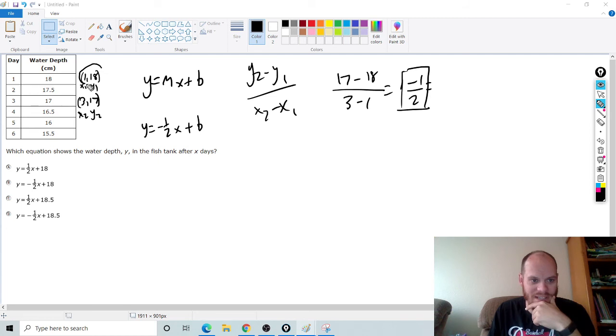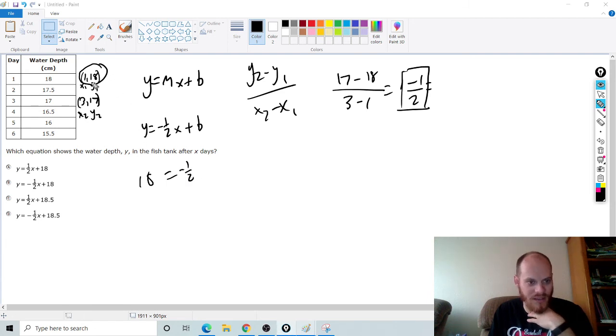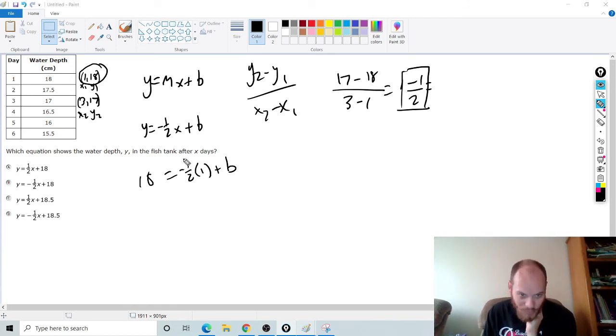So I'm going to use 1, 18. Take it and plug it in. My x and my y, I know. So my y is 18. All I'm doing is plugging this into the equation. I've got negative 1/2, and my x is 1. Okay, that's going to make this easy. Plus b. Yeah, pretty easy. Cool. Now I'm going to do my multiplication. Negative 1/2 times 1 is still a negative 1/2 plus b.